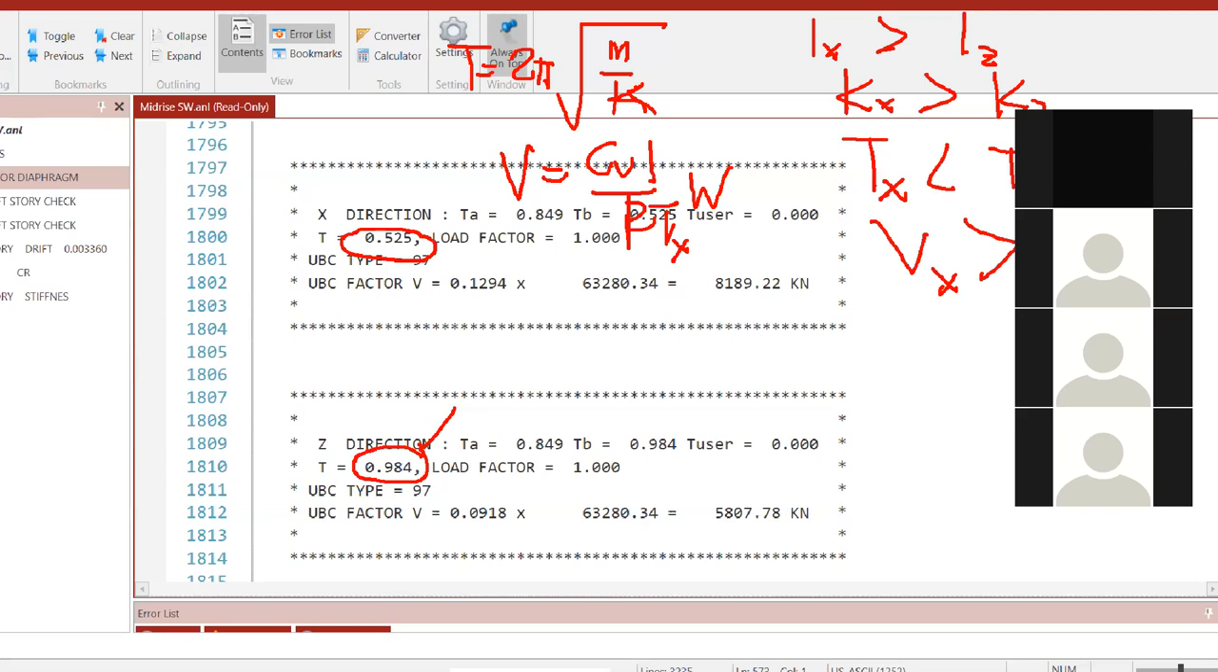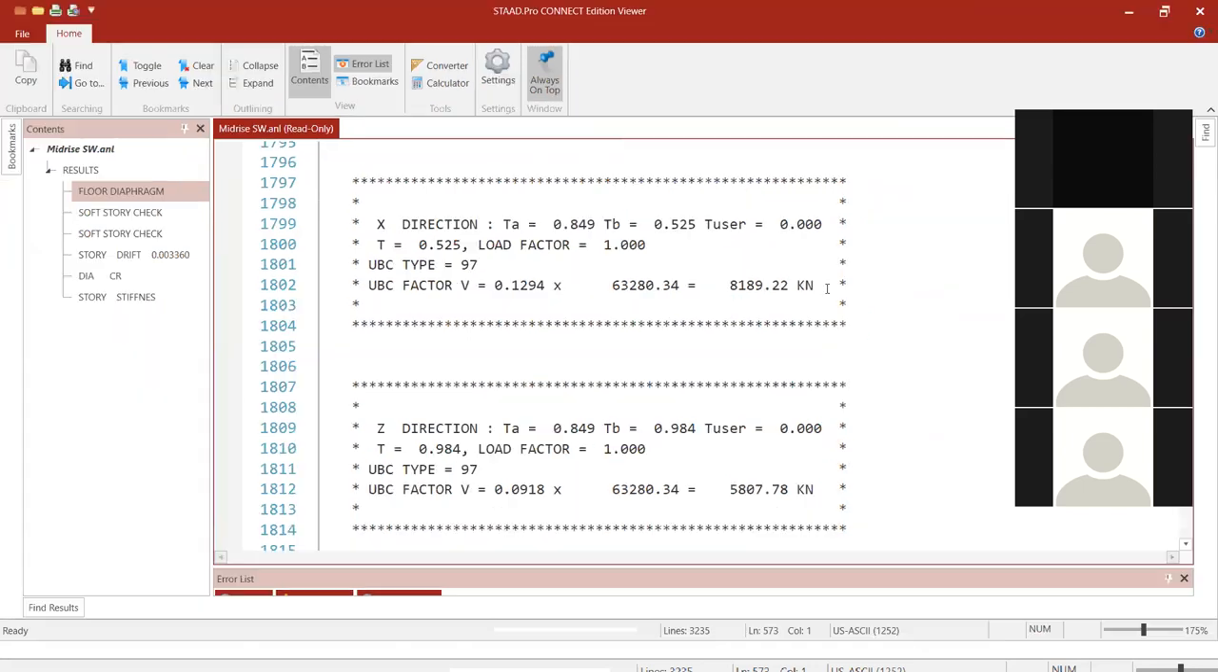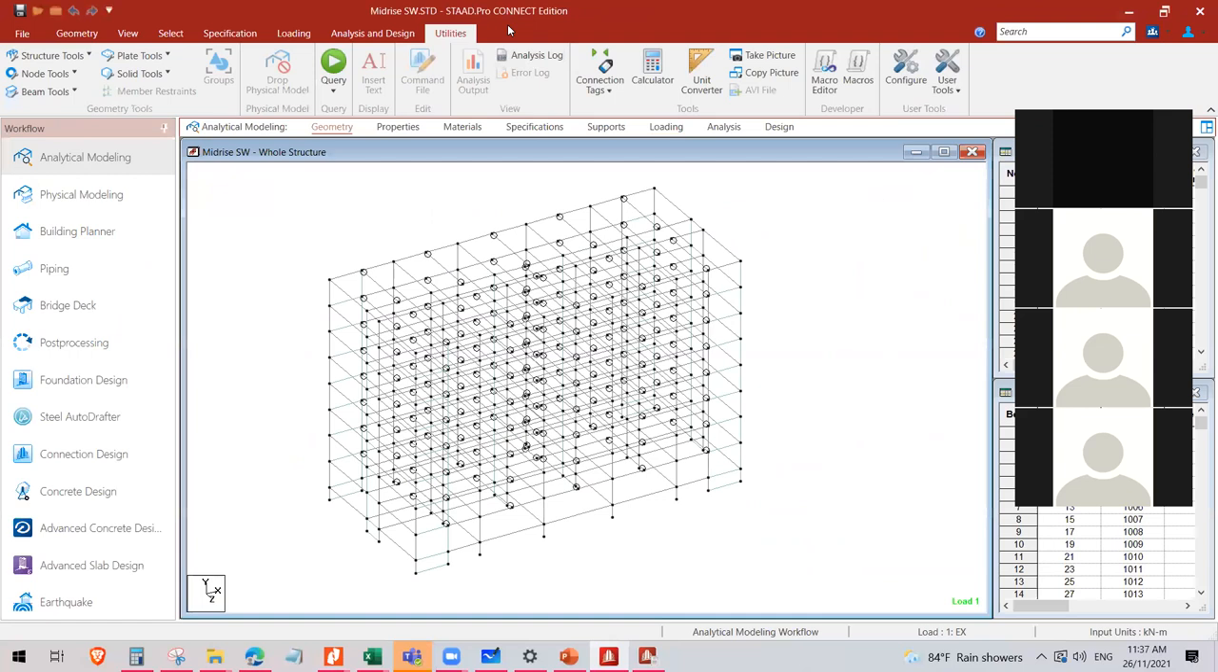Let's see. 8189 versus 5807. Kasi mas stiffer ka. Okay? Mas maliit denominator, mas lalaki ang base shear. Okay? So makes sense. Nakita nyo, no? Na in that situation, magkaiba sila ng base shear, no? Mas malaki ang base shear kapag mas lumalaki ang stiffness. Okay?